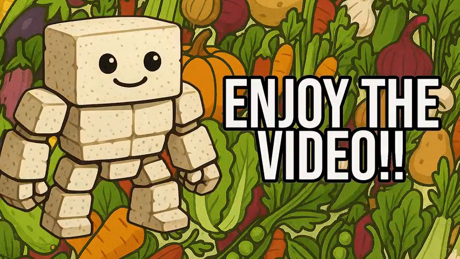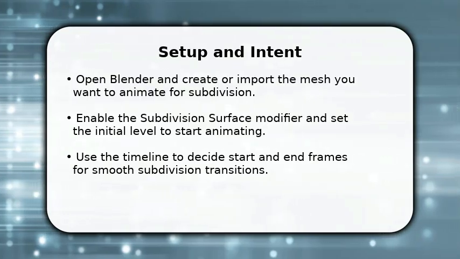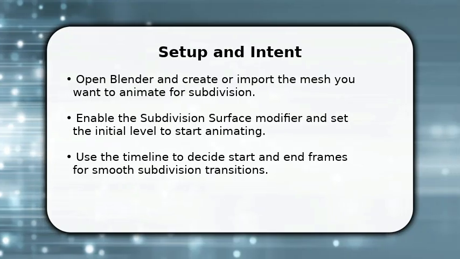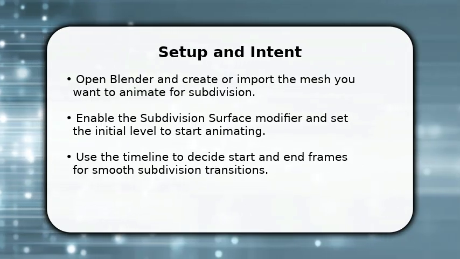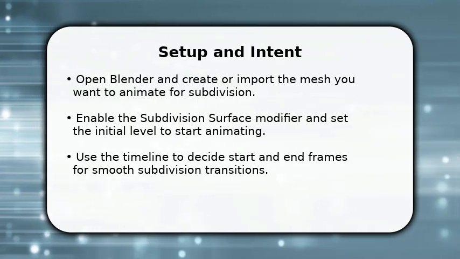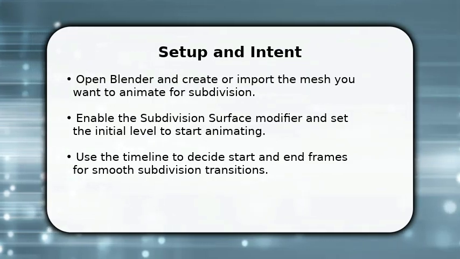Please enjoy the video. In this video, I will explain how to make subdivision animation in Blender, updated. Enable the subdivision surface modifier and place it above any deforming modifiers. Then keyframe the viewport level at your start frame and again at your end frame to animate the subdivision change.